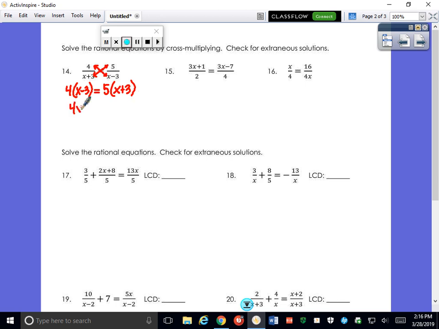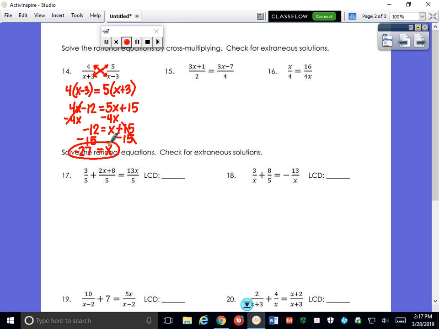So this becomes 4x minus 12. And this becomes 5x plus 15. We need to get our x's on the same side so that we can solve for x. So I'm going to move the 4 to the right side so that I have a positive x. And then I will have to subtract 15 from both sides. So x is going to be equal to negative 27.